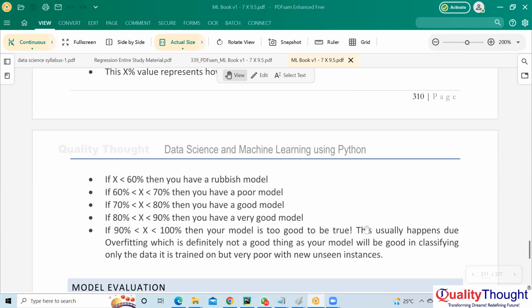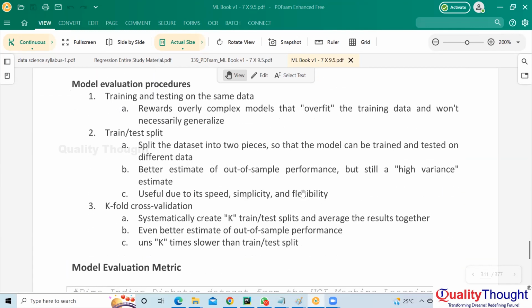That means most probably you are in the overfitting category. Go back and see how you can get 90% accuracy. So 70 to 90% is believable. More than 95% is unbelievable. I mean, how can you get so much accuracy? So this is how we evaluate.